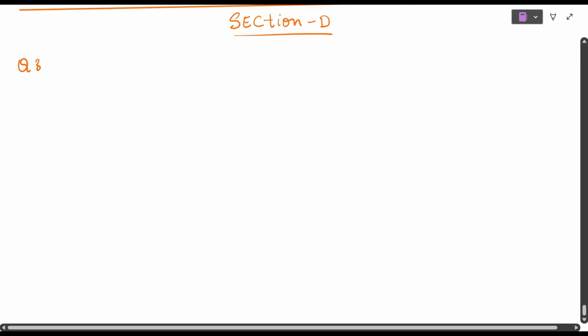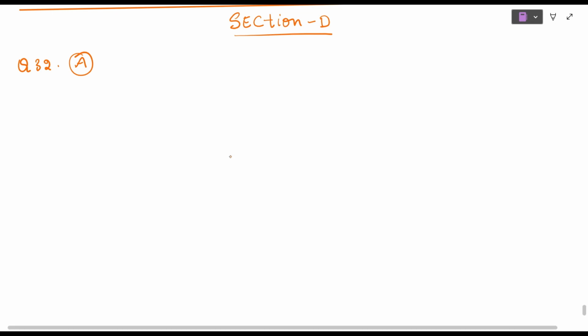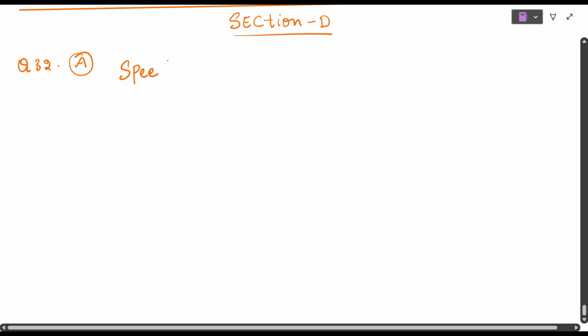Question 32, A bit. If you read the question, there is a motor boat whose speed in still water is 18 kilometers per hour. Let us write down what they have given. Speed of motor boat in still water is 18 kilometers per hour. This takes 1 hour more to go 24 kilometers upstream than to return downstream.